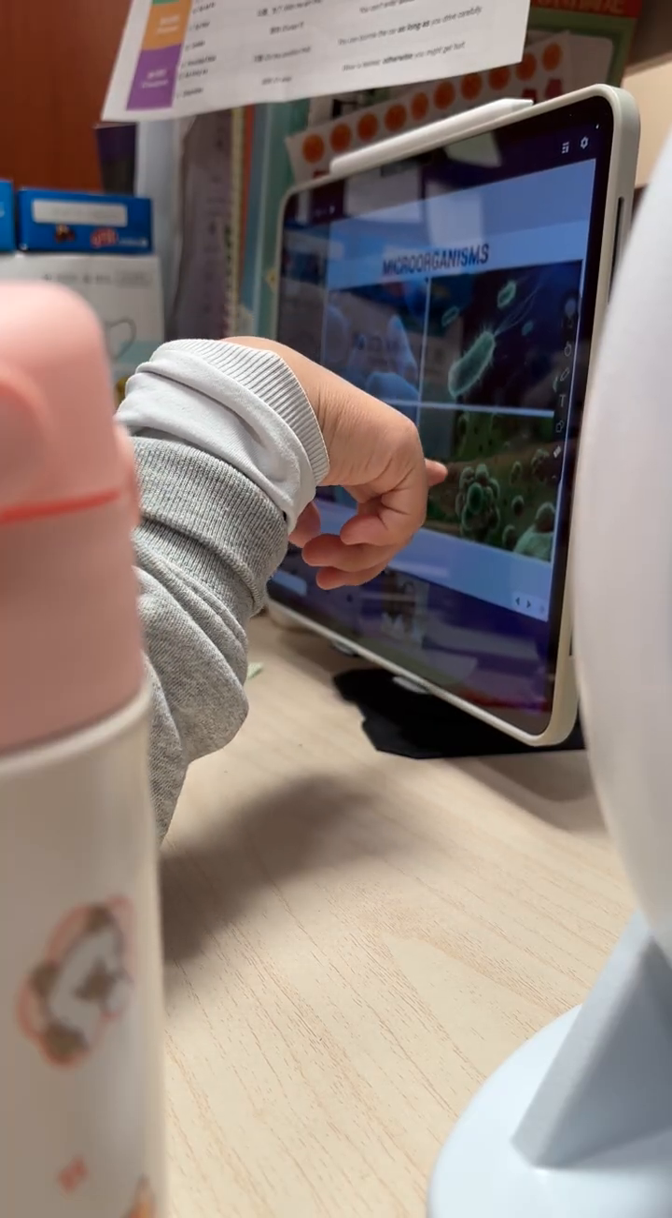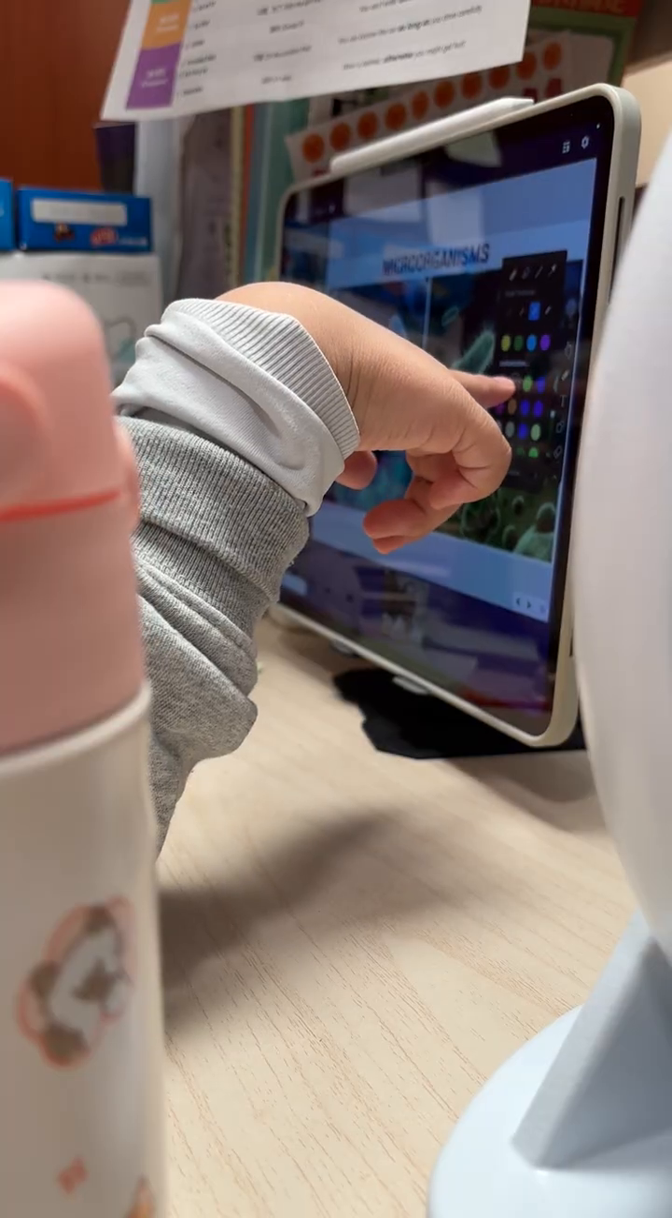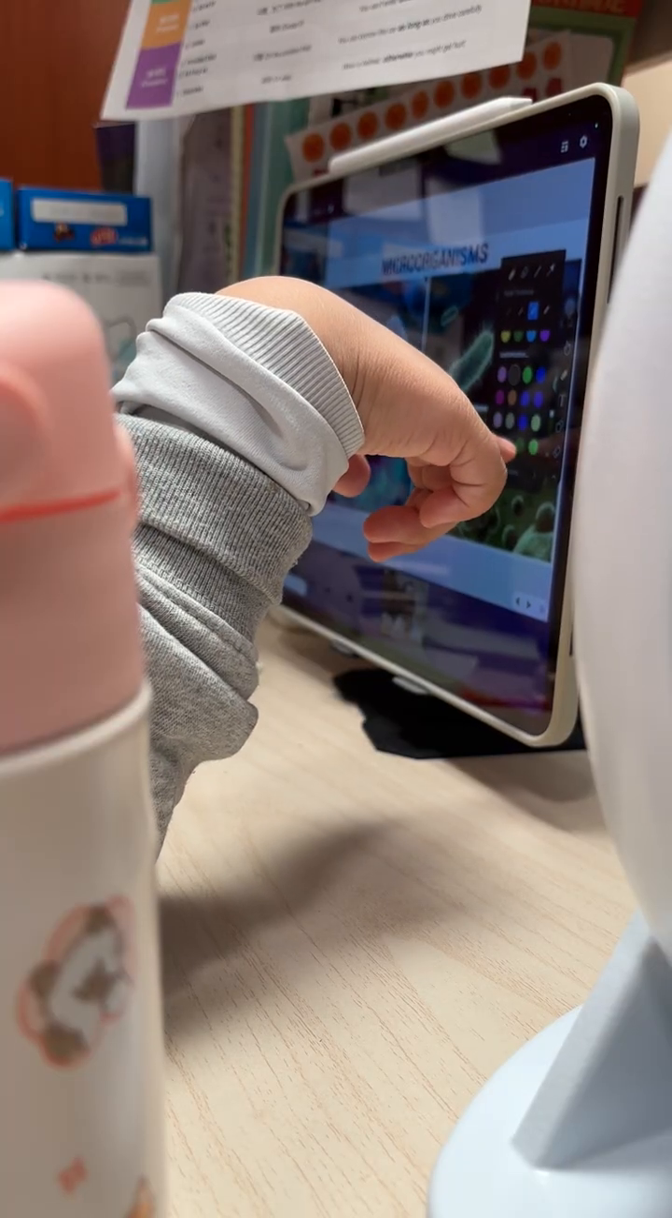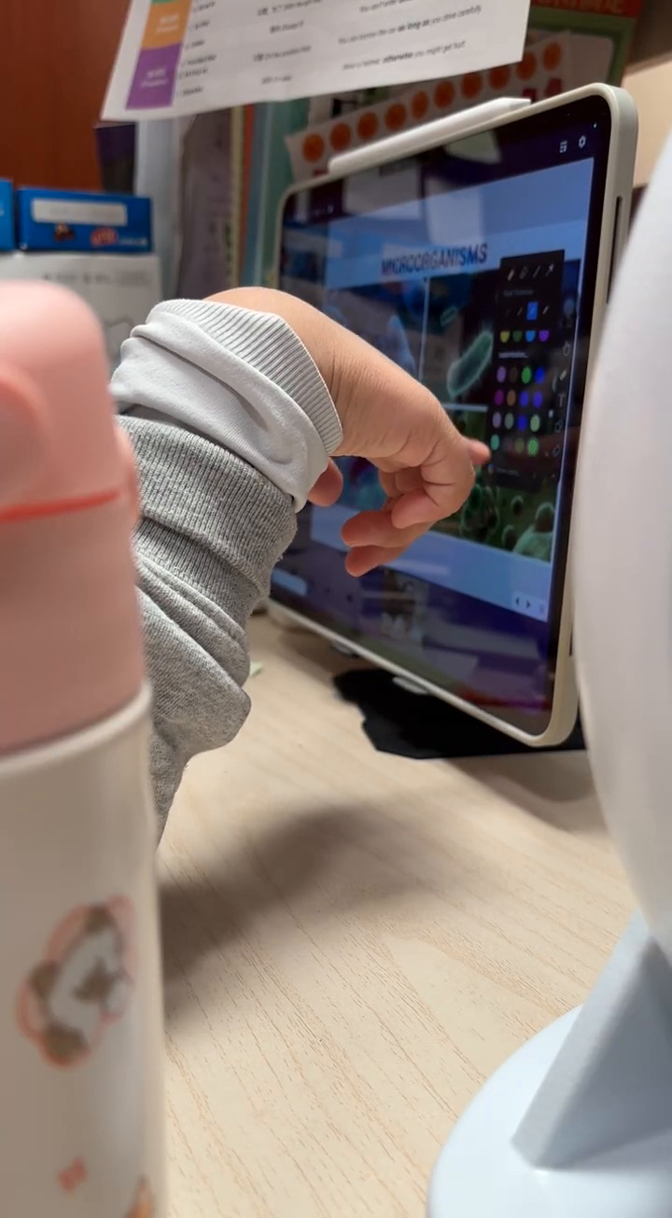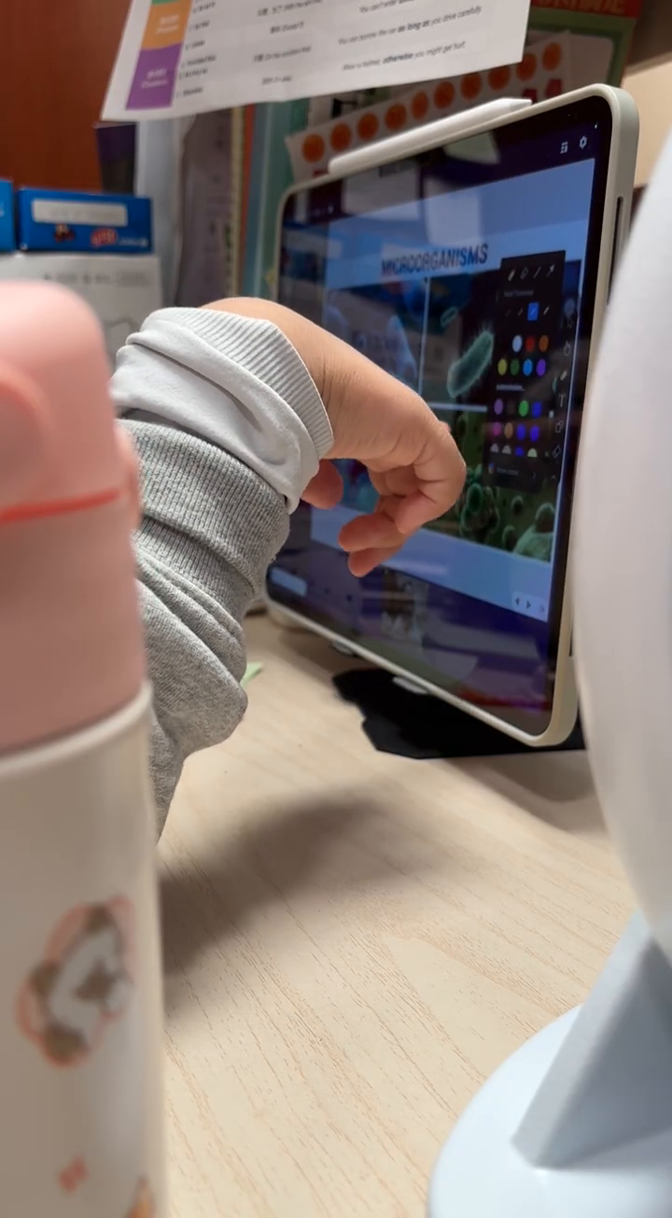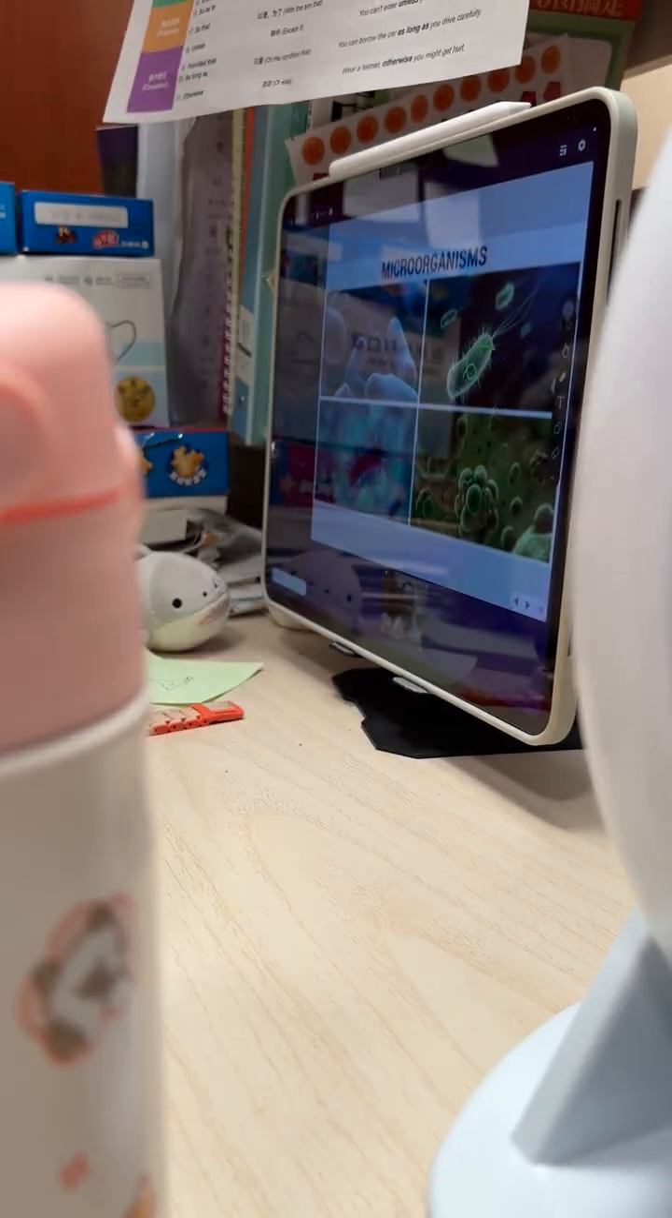Yeah. Did you know there's a Medusa worm that looks just like that? But it's not a microorganism. It's a little bit bigger than that. Pretty crazy, right? Oh my goodness.